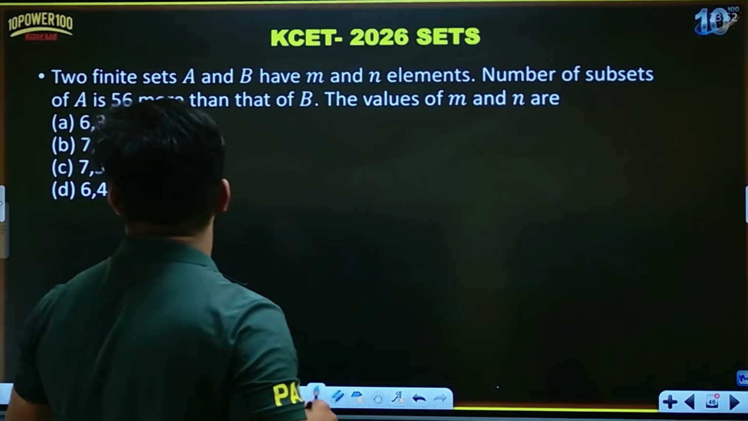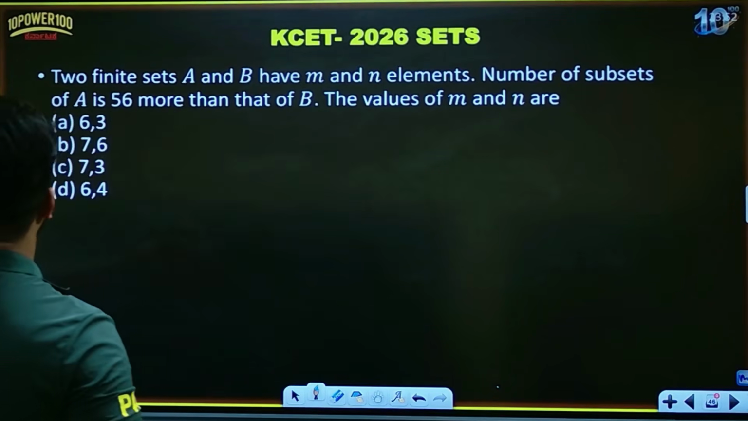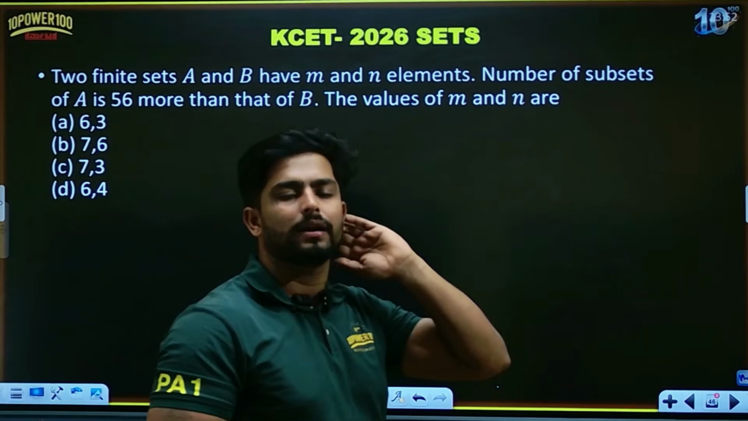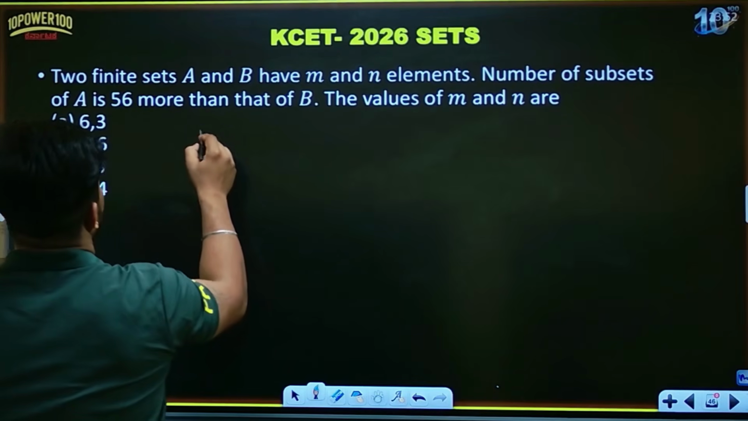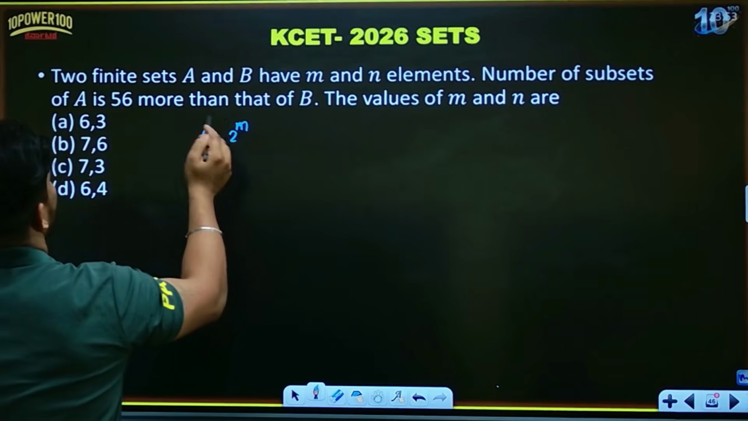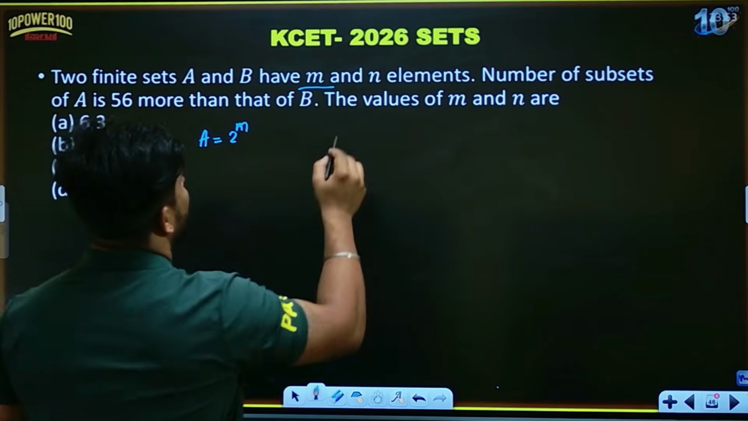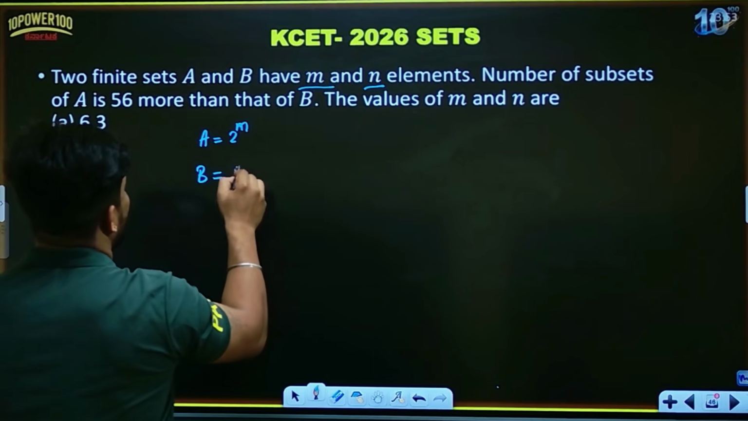Let's do that. Two finite sets A and B have m and n elements. The number of subsets of A is 56 more than that of B. Then the values of m and n are? There's nothing to worry about. Let's take the number of subsets of A. It is actually 2 to the power m, because the number of elements in set A is m. Next, the number of elements in set B is n, so the number of subsets in B is 2 to the power n.